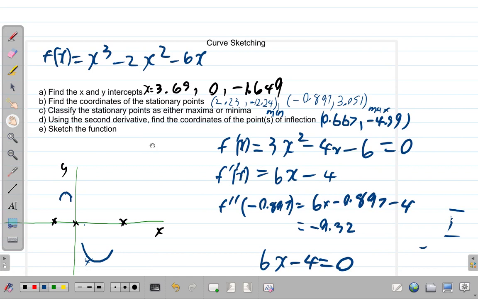Then the next thing is to sketch the function. Let's sketch the function in a different video.